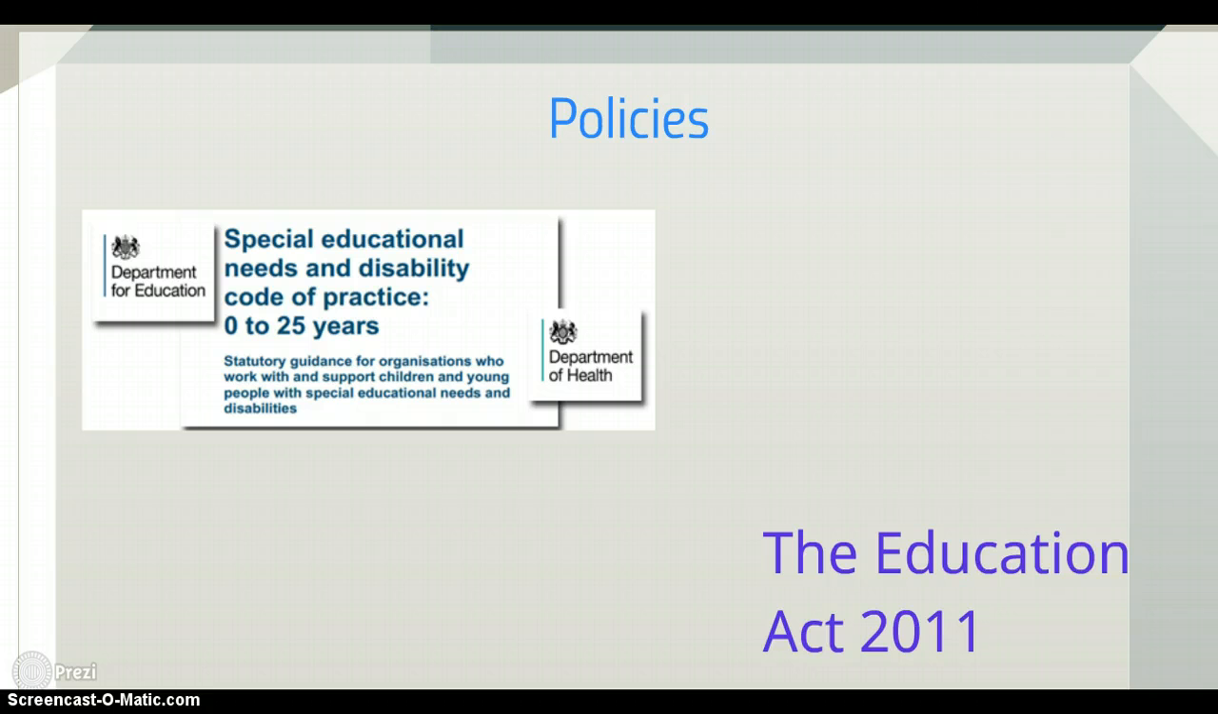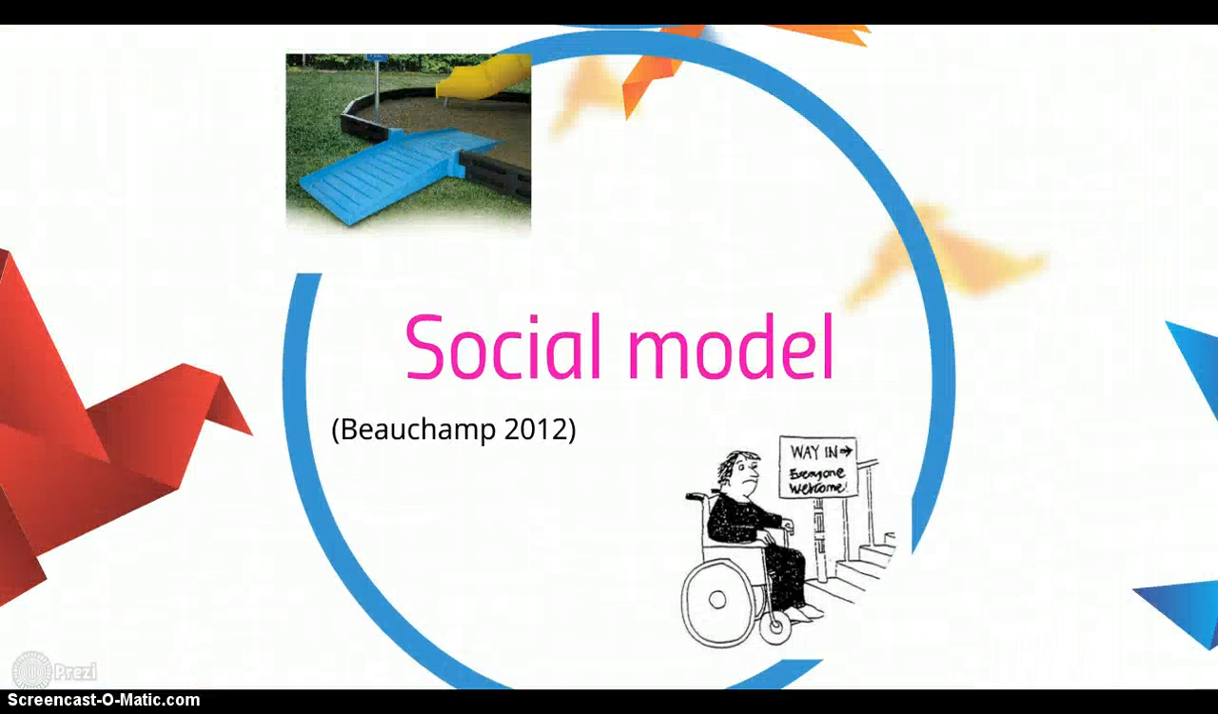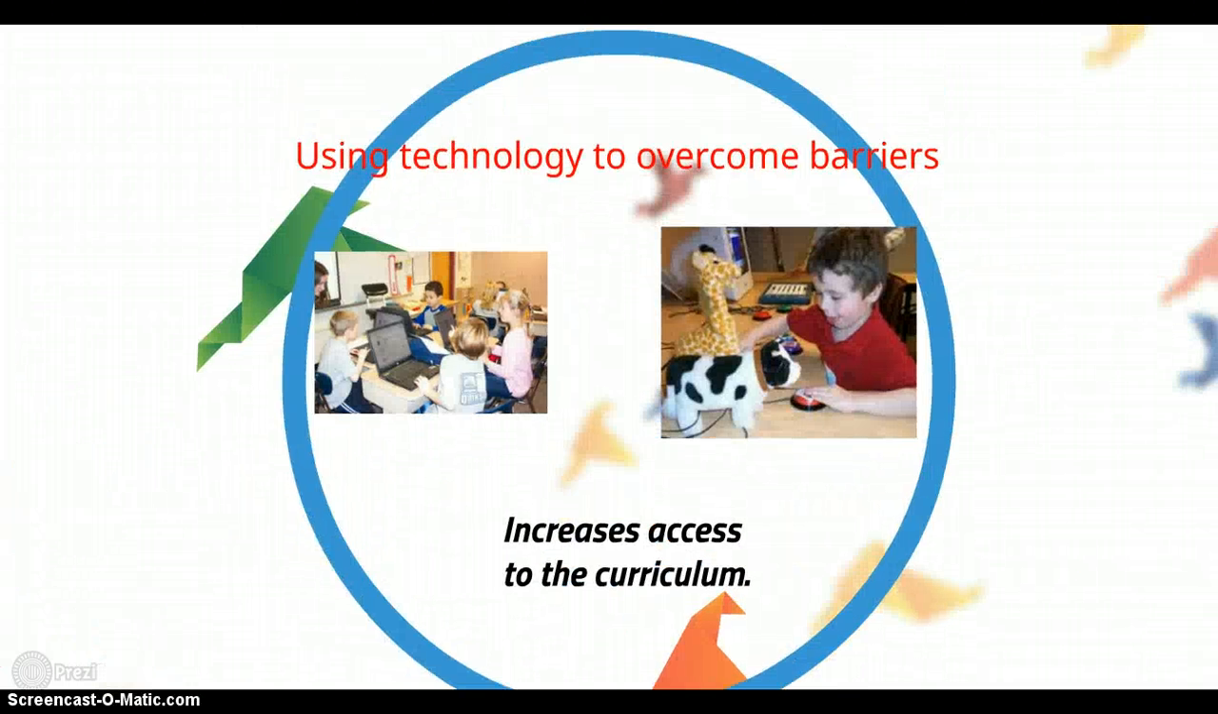This means that education is working towards inclusion, and there will be children in almost every class with special educational needs or disabilities. Beauchamp describes a social model of inclusion, meaning the problem children face is with their surroundings, which actually cause the barriers rather than their disabilities. The use of technology can remove these barriers and ensure teachers are promoting classrooms which are inclusive.